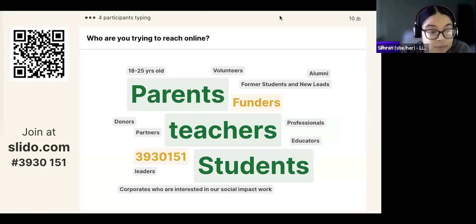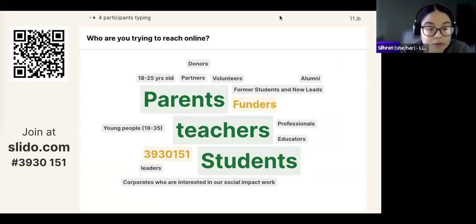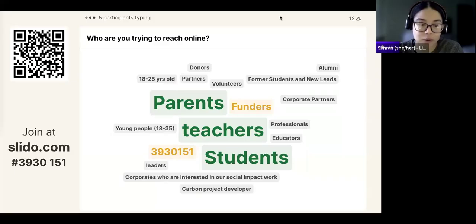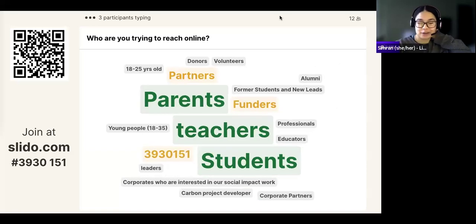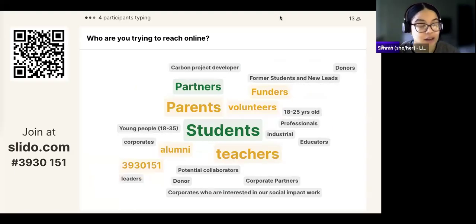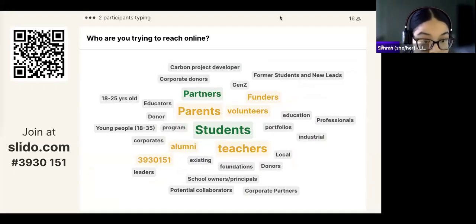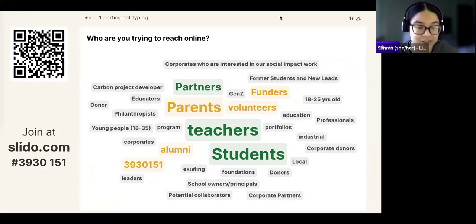We've also got professionals, educators, partners. I like the ones coming in around donors and partners. It's nice to see how specific you could go. I like seeing how specific your audience is, like your age group, the location, again mentioning their interest. We've got young people aged 18 to 35, which is nice to see. And we've got loads. Gen Z, that's a really nice one also, and an interesting one to follow because I feel like their behavior is always changing online.